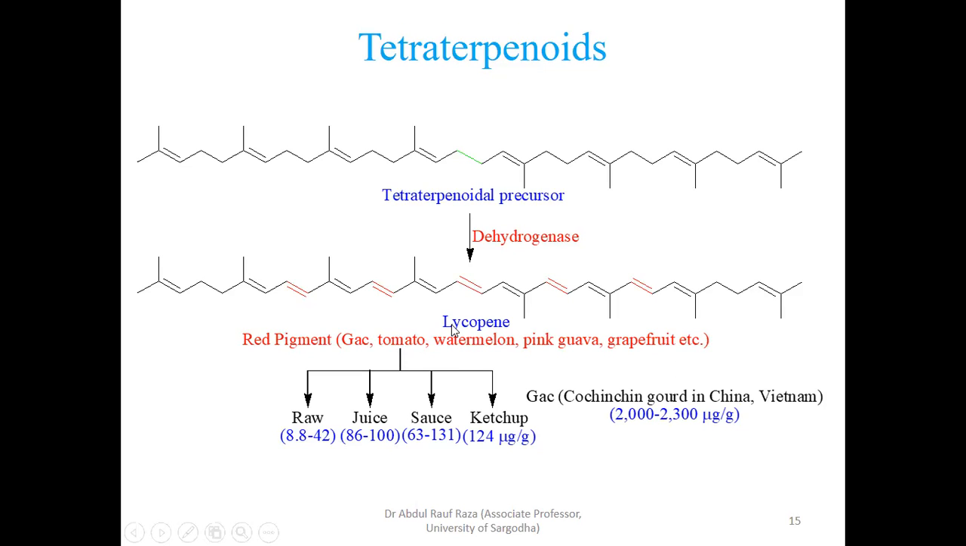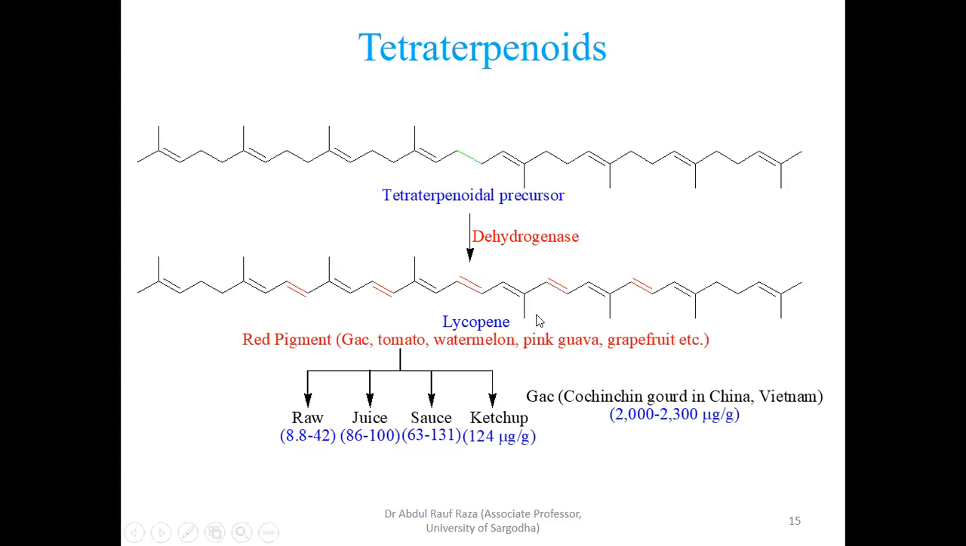Initially, lycopene is not present. When it is green, the tetraterpenoidal precursor is synthesized. When it is yellow, it contains beta carotene, right? Then the tetraterpenoids are converted into lycopene. Then the red color dominates. The ripened tomatoes are red in color. So it means the enzyme dehydrogenase acts on the tetraterpenoidal precursor and converts it into the red pigment, which is called lycopene.